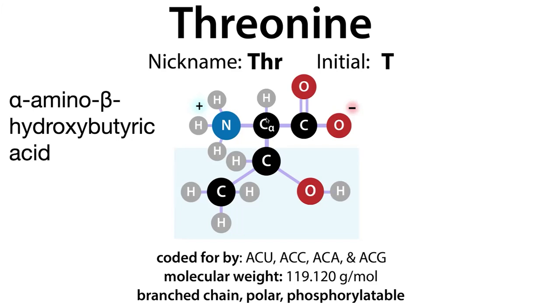If this is the alpha carbon, this is the beta carbon, and it's got a hydroxy group. And then butyric acid, so that's 4 carbons, 1, 2, 3, 4 carbons. We have a carboxylic group, we have an amino group, and we have the beta hydroxy group. And voila, that's how we get the name.